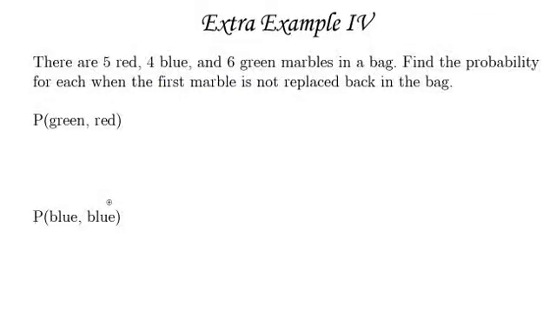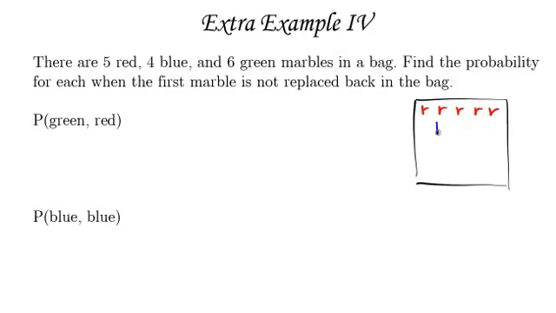Okay, and for our fourth example, we have a bag of marbles. I'll draw my bag of marbles. I have 5 red marbles. 1, 2, 3, 4, 5. I have 4 blue. 1, 2, 3, 4. And then I have 6 green. Now I don't have a green color, so I'm going to do black G for green. 1, 2, 3, 4, 5, 6. Okay, we're going to find the probability for each when the first marble is not replaced back in the bag.